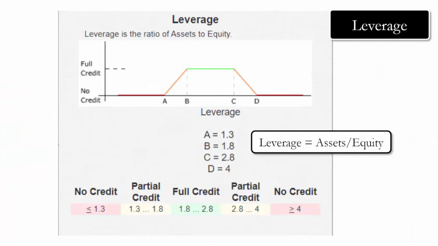Let's take a look at another example, leverage. Leverage is a business term that refers to how a business acquires new assets for expansion. If a business is leveraged, it means that the business has borrowed money to finance the purchase of assets. Leverage in the simulation is defined as assets over equity. The simulation considers leverage between 1.8 and 2.8 as ideal, meaning that you will receive full credit if your company's leverage is in that range.